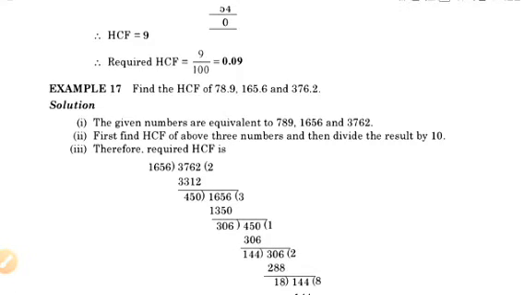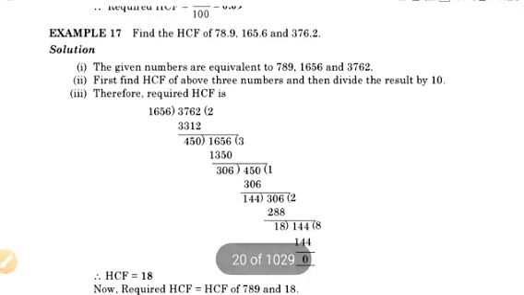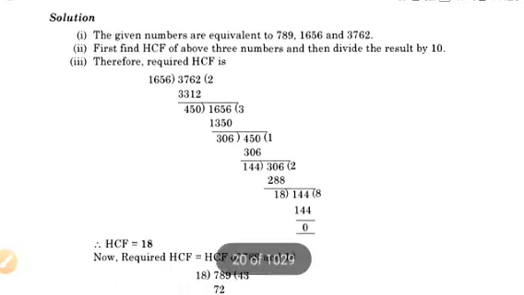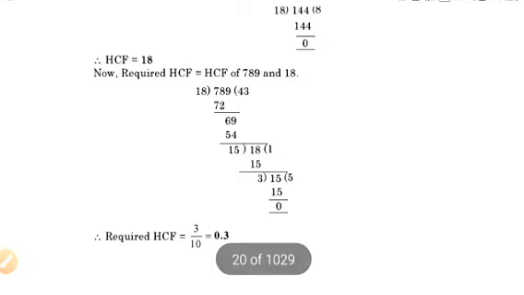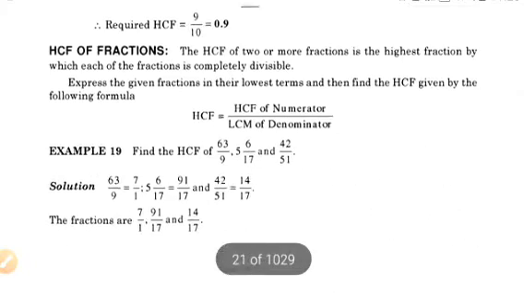Similarly, in example 17, we have the numbers 78.9, 165.6, 376.2. Multiplying them by 10, we get the numbers 789, 1656, 3762. And after division, we get the HCF is 3. And by dividing it by 10, we get 0.3.